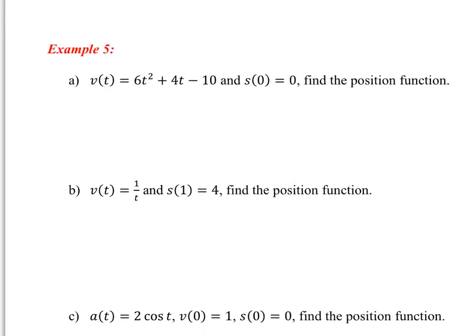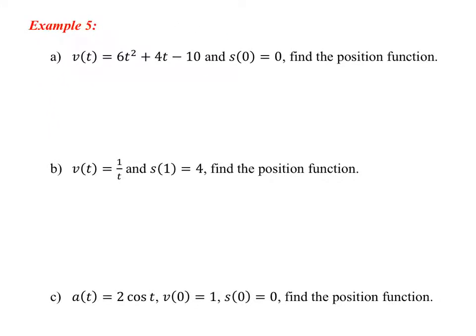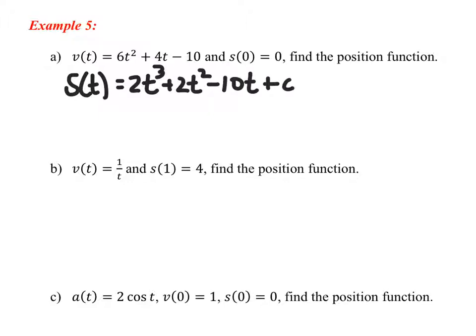Alright, so let's say v of t equals 6t squared plus 4t minus 10, and s of 0 equals 0. Alright, so then big S of t would equal 2t cubed plus 2t squared minus 10t plus c. So s of 0 equals 0. So if I plug a 0 in for each of these values, it looks like I get that c equals 0.